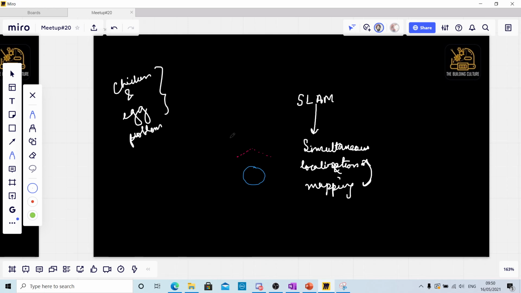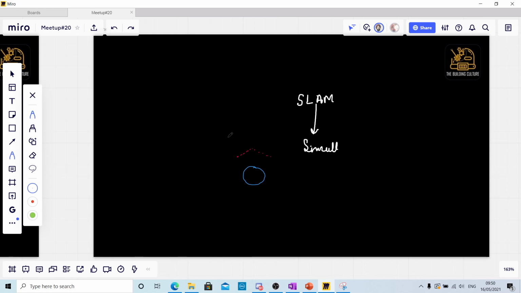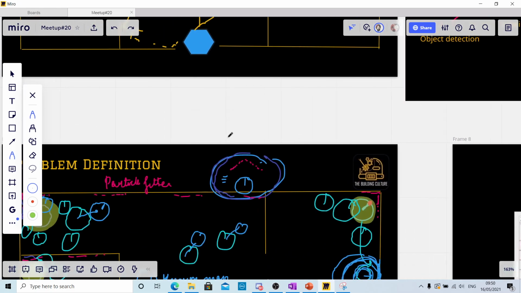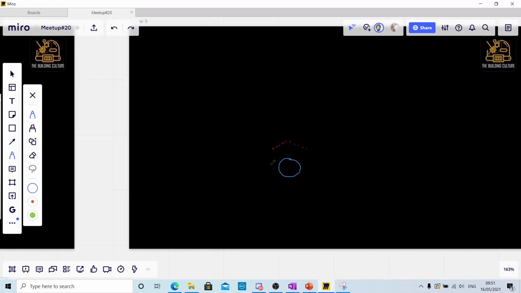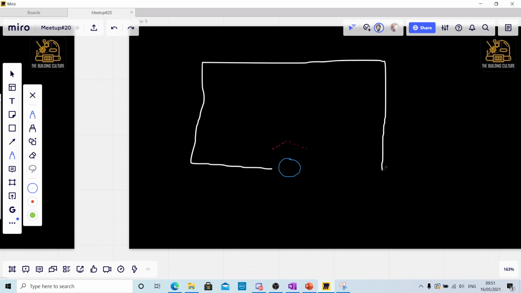So how do we approach it? Let's imagine an ideal scenario where we have all the perfect sensors. So let's keep the same environment. So this is our environment.